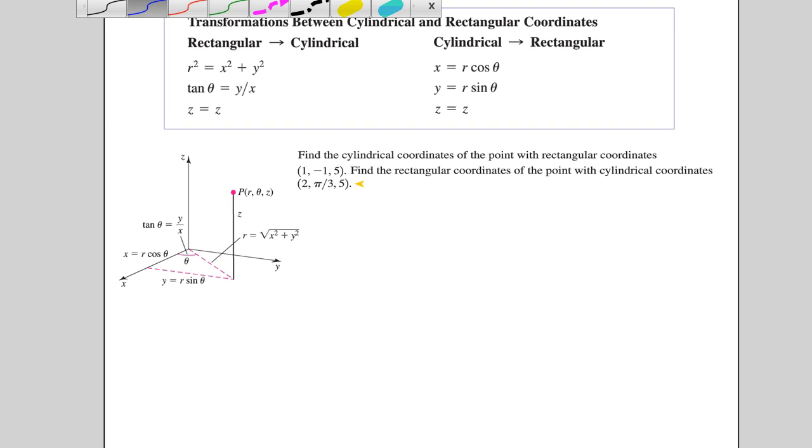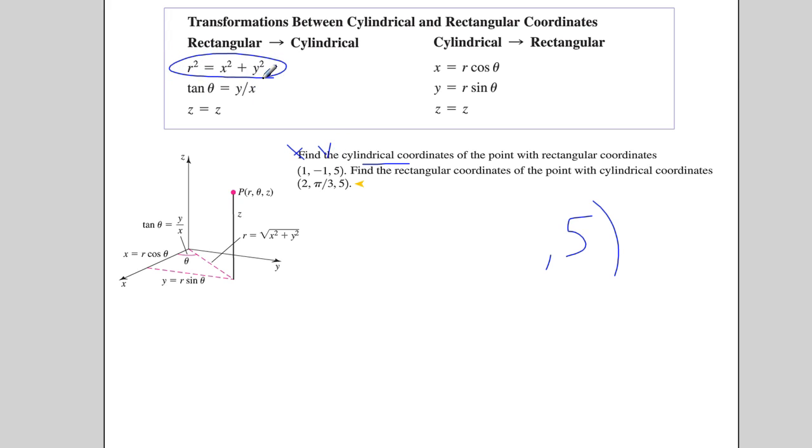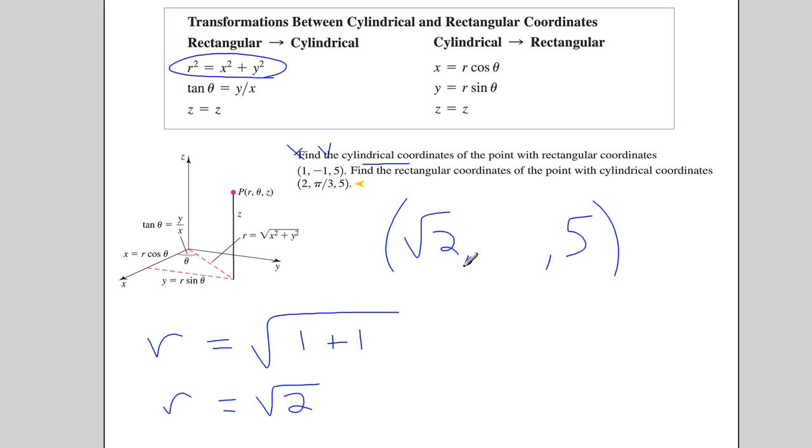Alright, the first part says find the cylindrical coordinates if these are the rectangular coordinates, 1, negative 1, 5. I can do this part for you. So that means x, y. We're going to use these to get r. So r equals the square root of 1 squared plus 1 squared, so r equals the square root of 2. That's r. And then theta, we can get from arctangent of y over x.